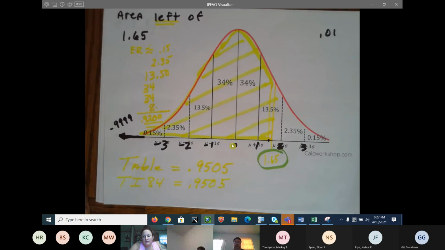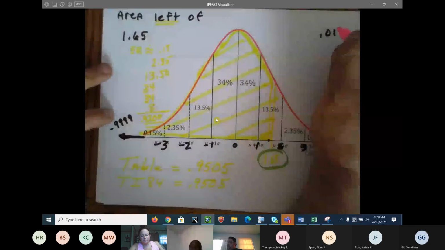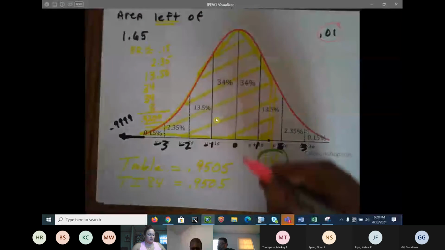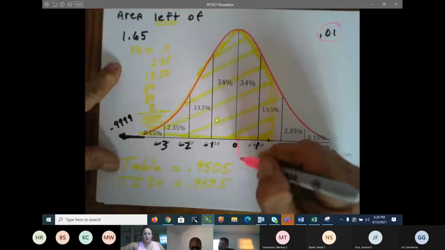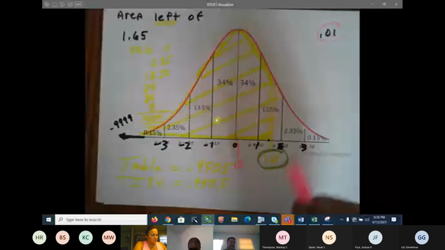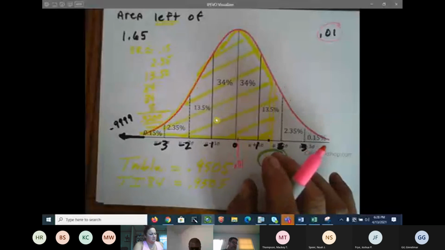Okay, so let's do this one. We're going to do this one in pink. So this one's going to be in pink. Now, somebody tell me what's interesting about 0.01. It's half. Exactly. It's right there at the halfway point.